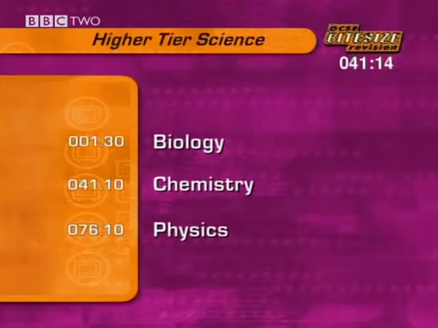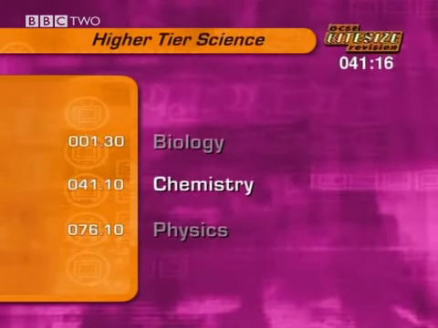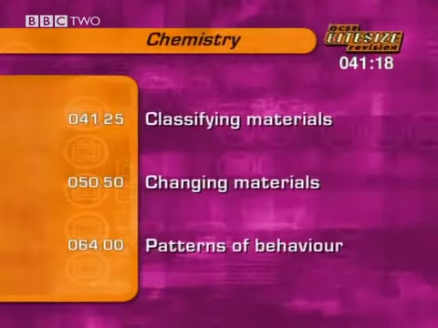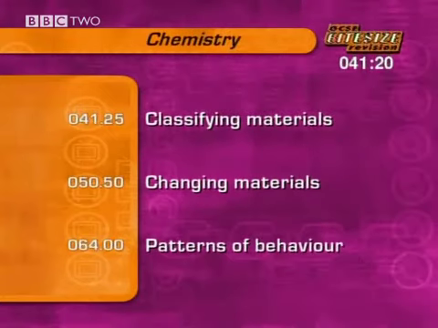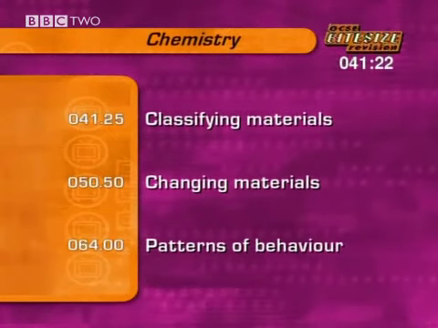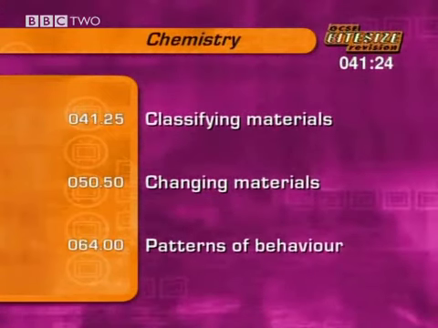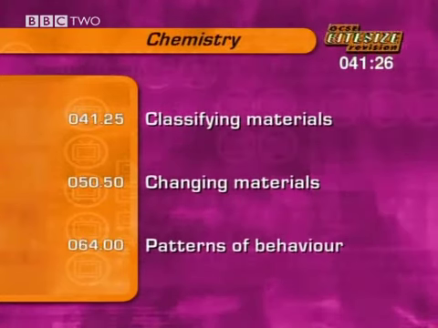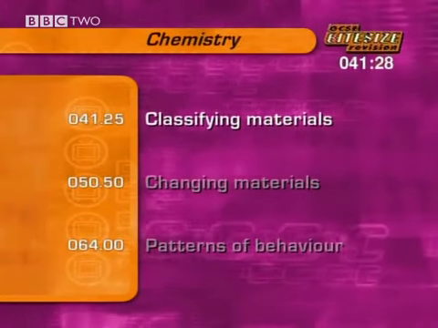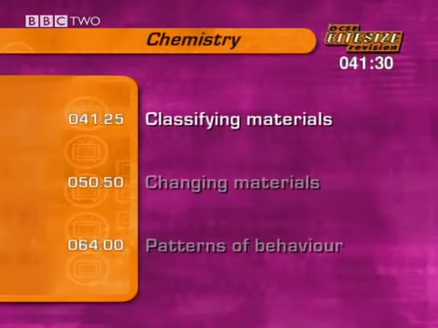This part of the higher tier science programme is about chemistry. In this section, there's more about classifying materials, changing materials, and patterns of chemical behaviour. First, more about classifying materials by their atomic structure and bonding.